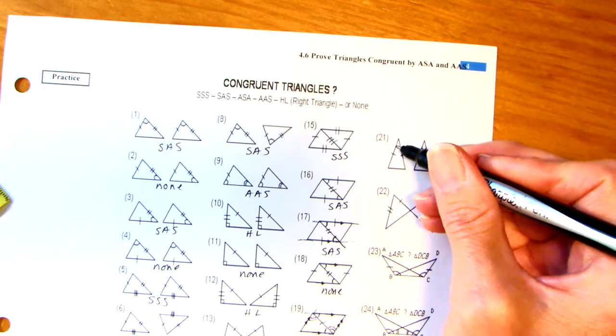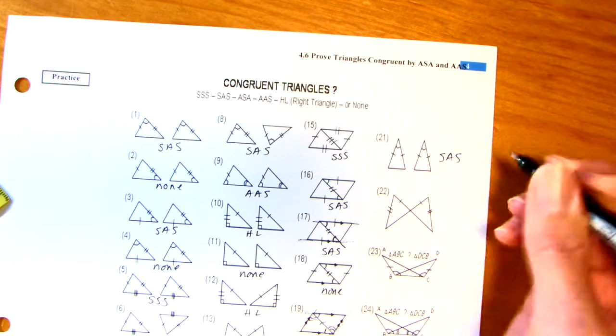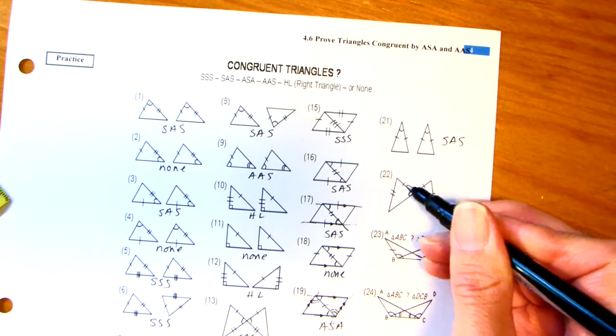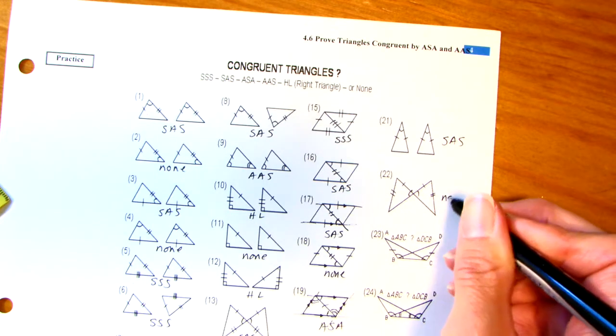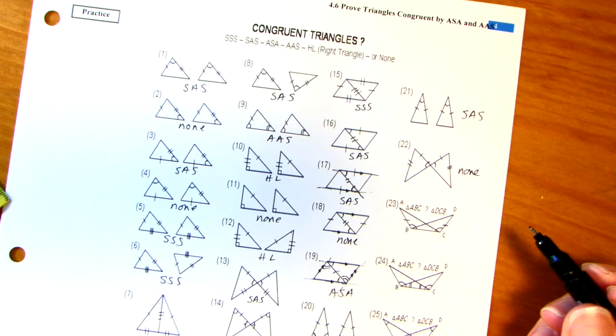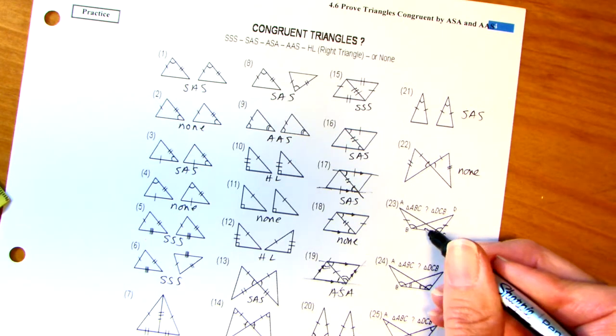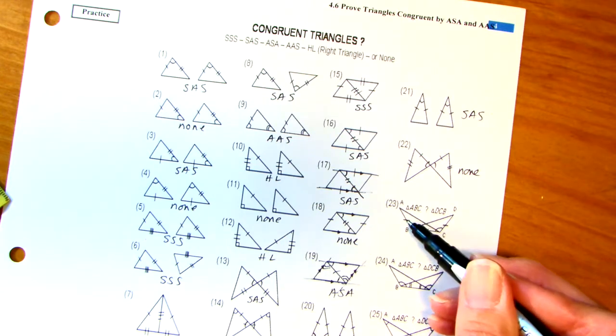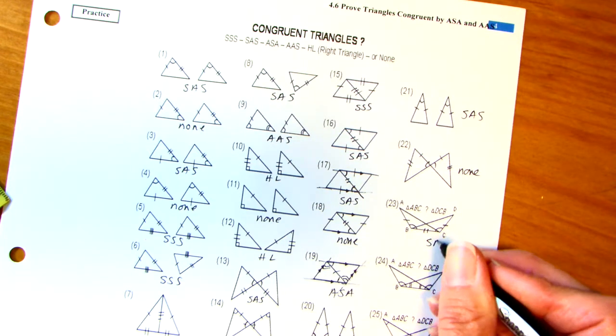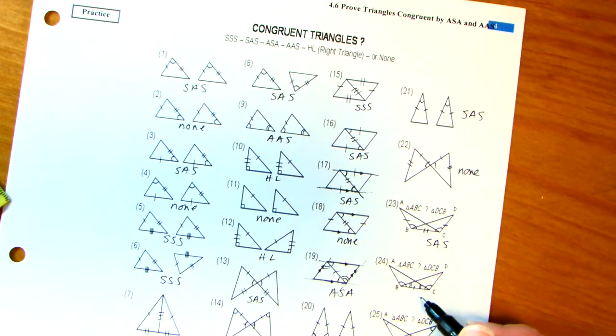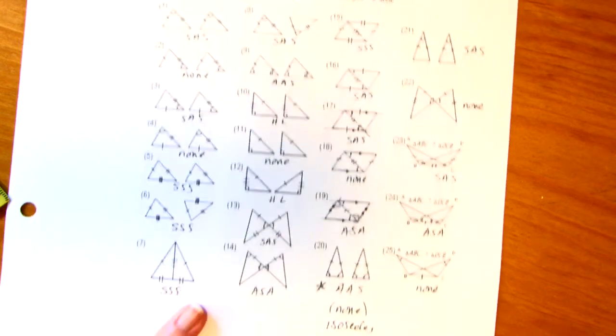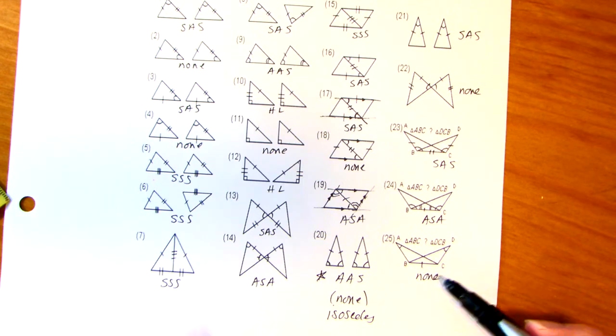This one we definitely have side, angle, side. Our vertical angles tell me angle, side, side. Nope, not enough. Now if I split this one apart, this is a common symbol right here, so I'll have a side, angle, side. Same with this one. If I split it apart, I'll have an angle, side, angle. And this one, it has a common side. It's not enough. Okay, so we have a common side, but it's not enough.